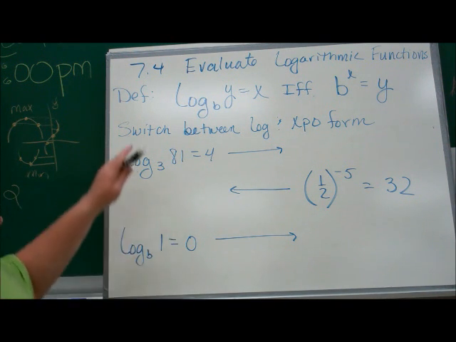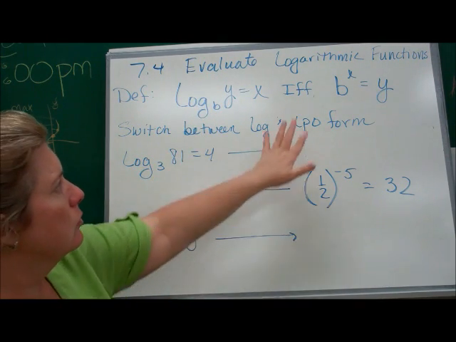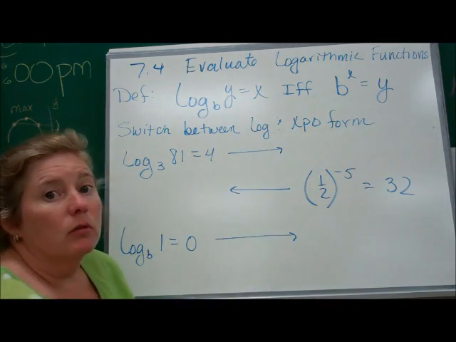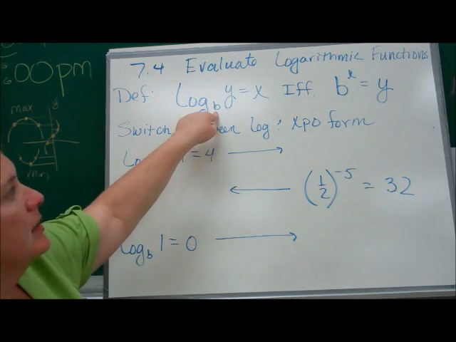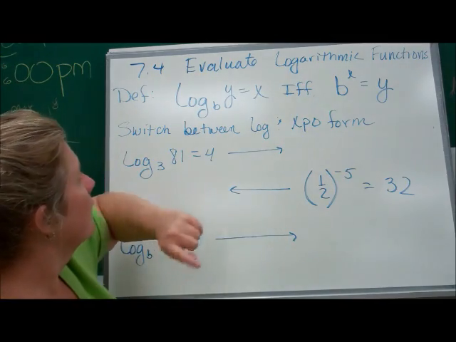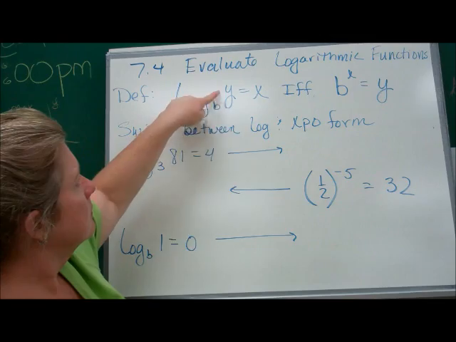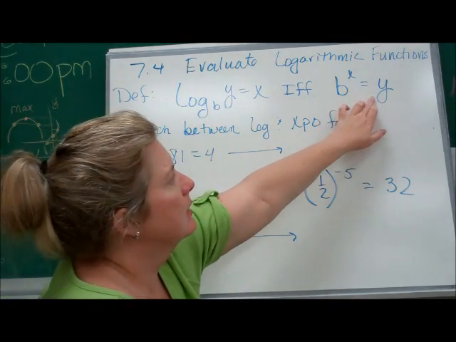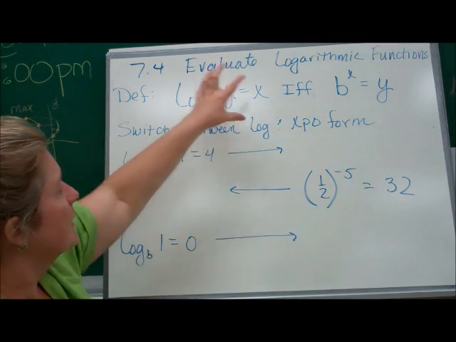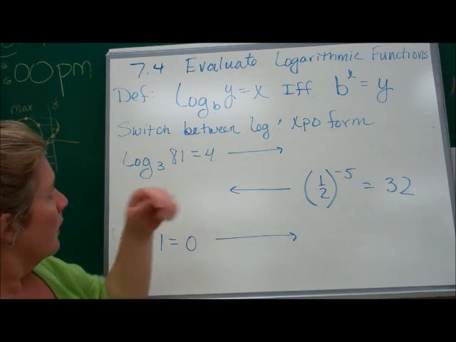Definition of a log. If we have log base b of y equals x, that is true if and only if b to the x power equals y. b is the base of the log, b is the base of the exponent, x is the exponent, and y is the argument. In this case, y is what it is equal to. So that's how logs and exponentials are related to each other.